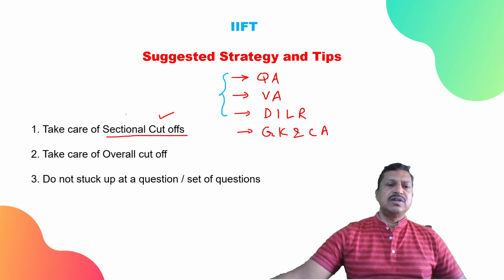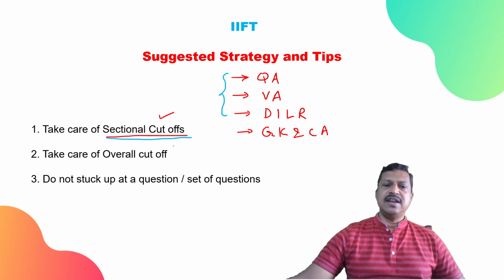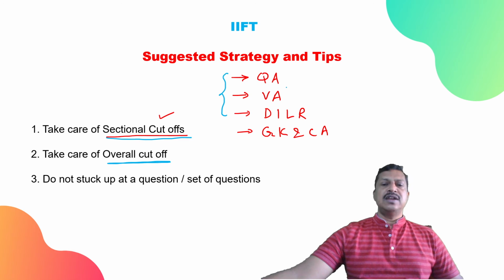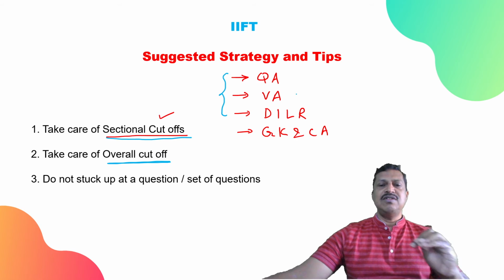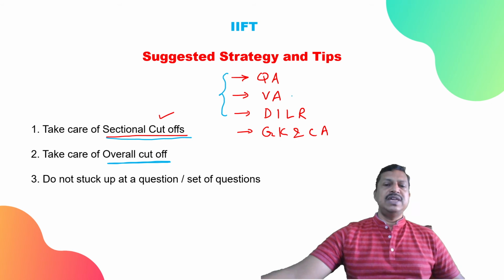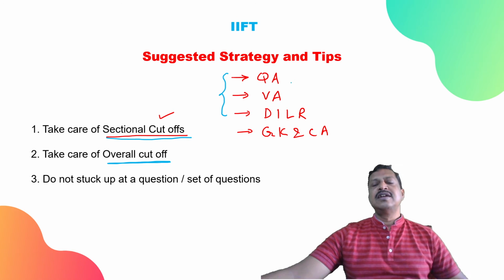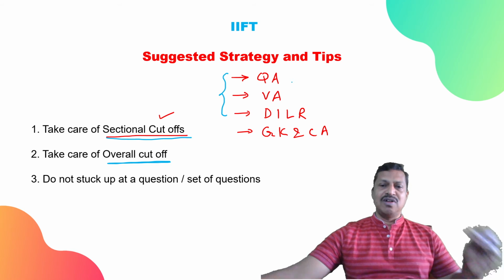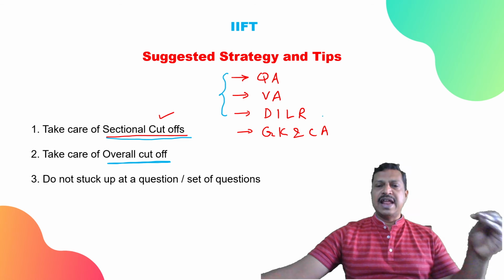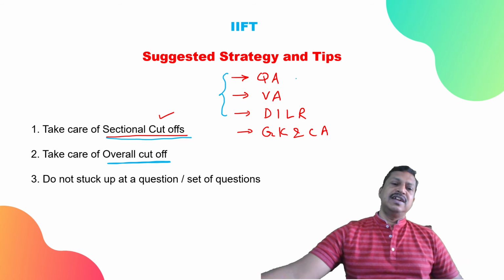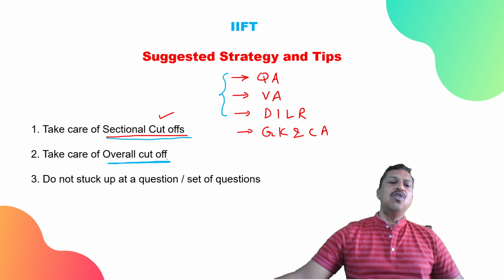Now you go back. So I'm saying the sectional cutoffs are taken care of. Now you need to take care of the overall cutoff. Next, the section in which you are strongest, you go back to that section and solve the questions. Once again, you have got 50 minutes, right? You know that VA is the strongest, so you go back and solve VA questions. Then you know that in QA another 5, 6, 10 questions can be solved, so solve those. In DILR, if you feel another 10 questions can be solved, solve those. And then your time is up, right? That is how you can take care of the overall cutoff also.